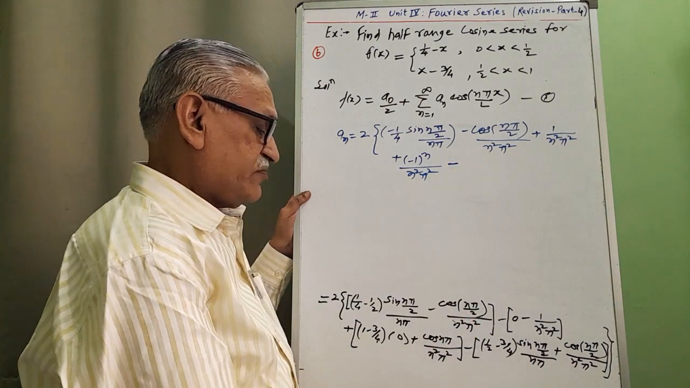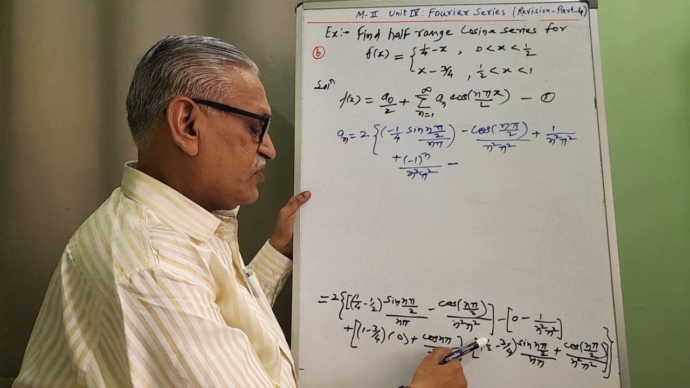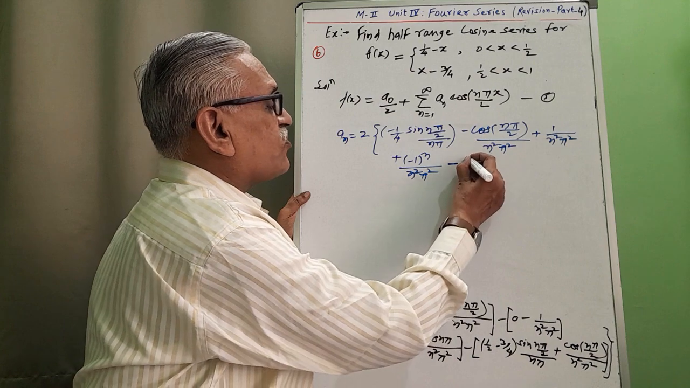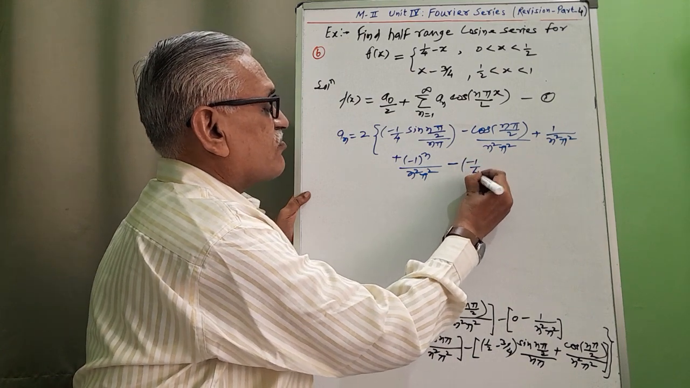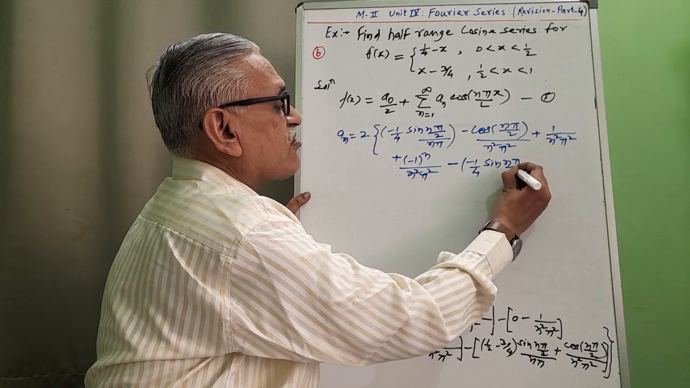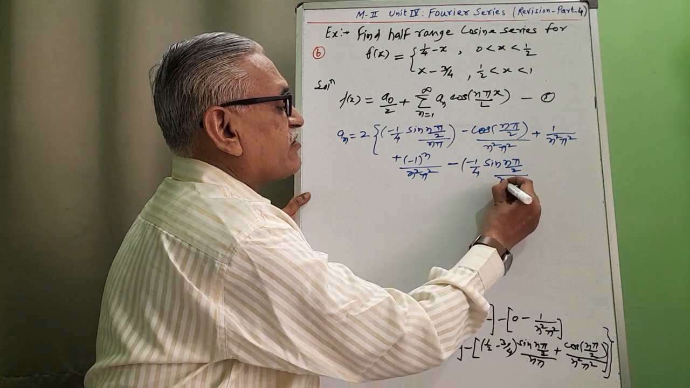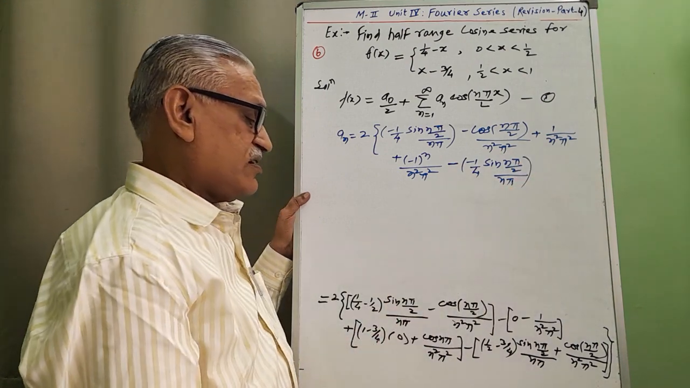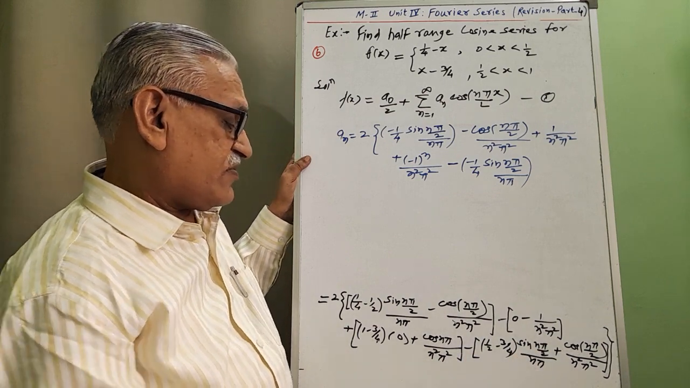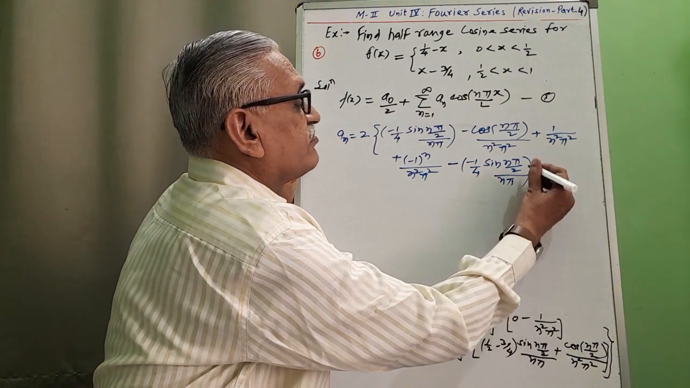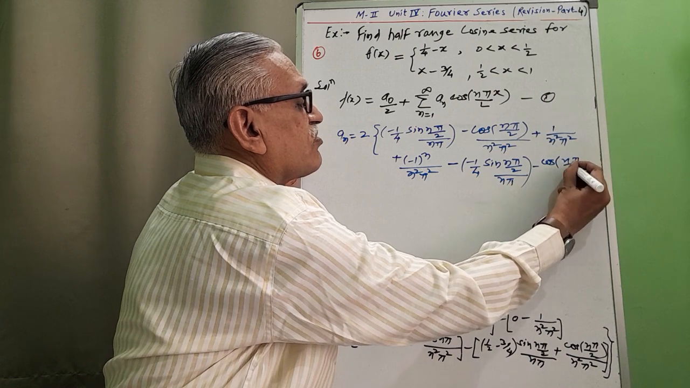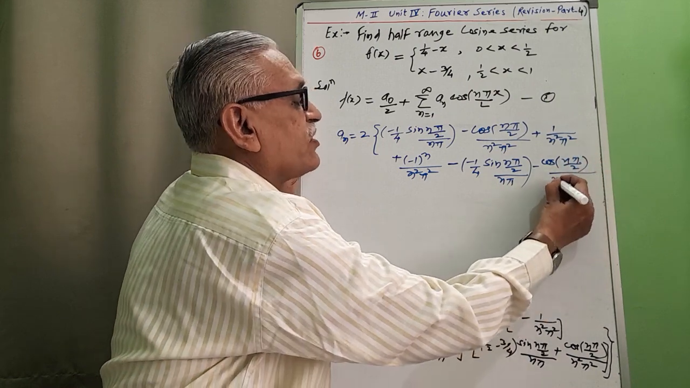minus, again LCM is 4, 2 minus 3, 2 minus 3 is minus 1 by 4 sin of n pi by 2 whole divided by n pi, and minus cos of n pi by 2 whole divided by n square pi square.